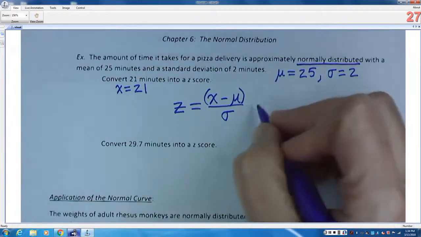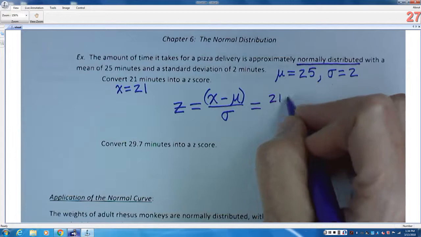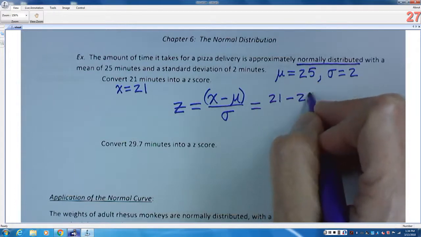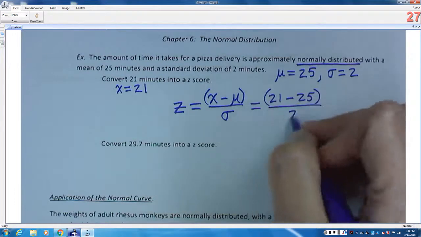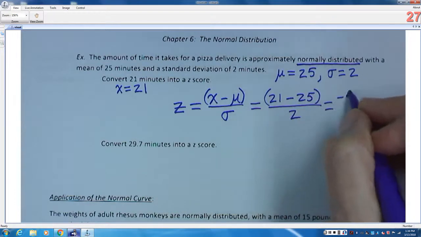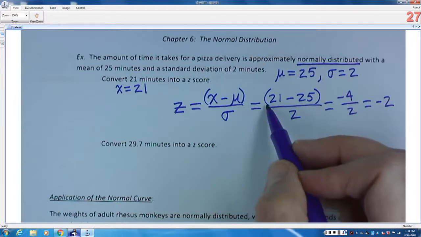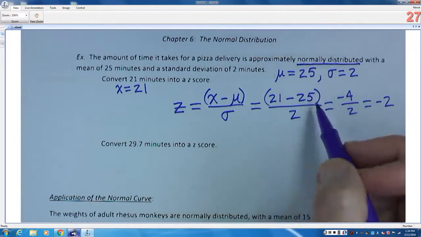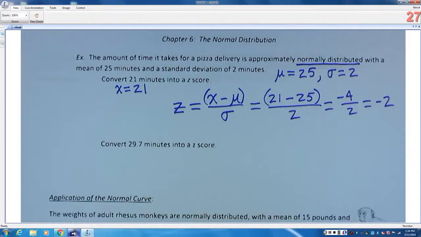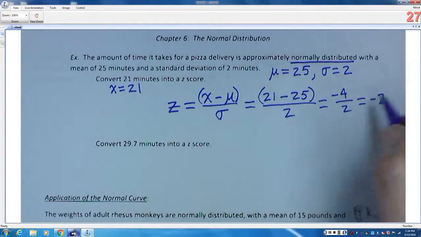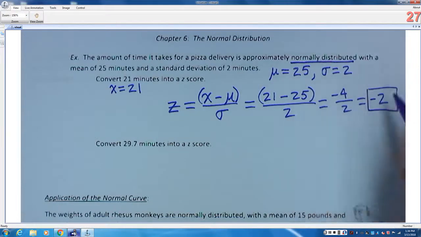Just plug in 21 minus 25 and divide by 2, negative 4 divided by 2 is negative 2. And if you do it in your calculator, you will need to use parentheses because the calculator doesn't do fraction bars. So that's the answer. Our z-score is negative 2.